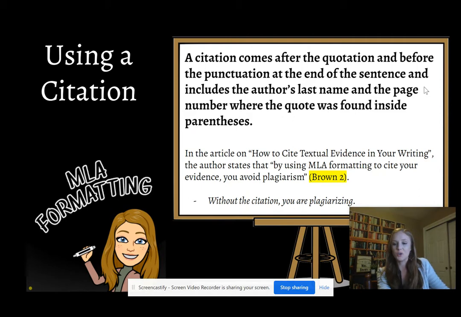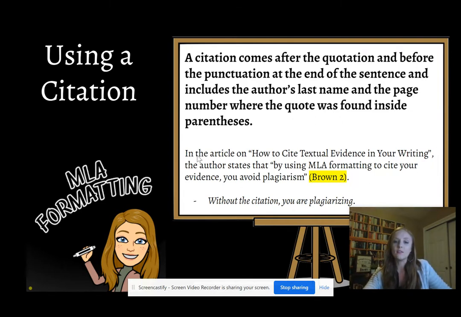Using a citation. So what exactly is a citation? A citation comes after the direct quote and before the punctuation at the end of the sentence. And it includes the author's last name and the page number where the quote was found inside parentheses. Now, I know that was a really long definition, so let me show you and talk to you about what I am basically saying with that definition.